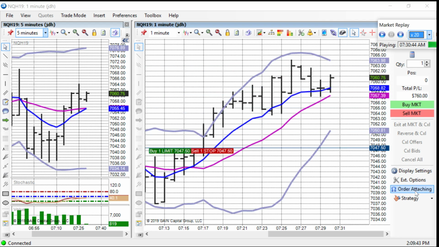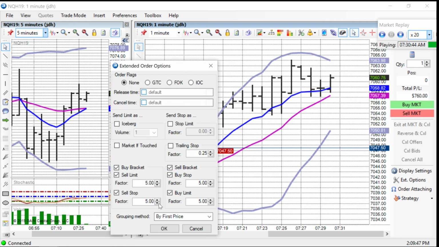And the way I can change that target is I'd have to go down to extended options, and you can see down here where I set my buy and sell brackets, the target would be the limit order. And so if I wanted to change that to 2 points, I could just go down, switch it here, and I would change the buy limit here. So I'm still using a sell stop and a buy stop of 5 points.